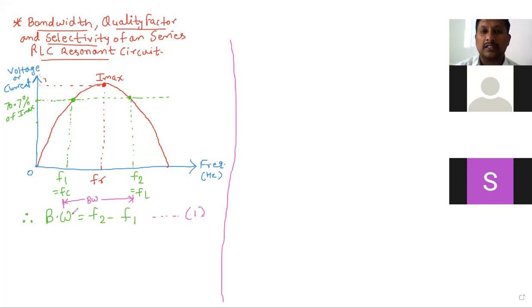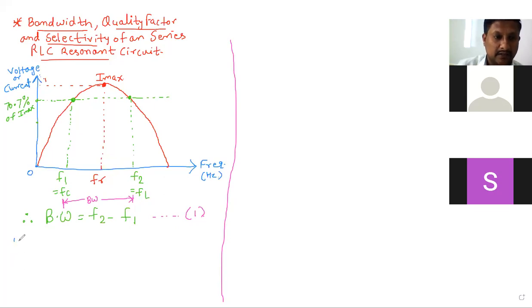So bandwidth is what? The difference between two cutoff frequencies, f2 and f1. But f2 means what and f1 means what? F1 is the lower cutoff frequency at which the value of current in the series resonance circuit is 70.7% of its maximum value at resonance. And f2 is what? The f2 is the frequency at which the current in the series resonance circuit is 70.7% of its value at resonance. Okay, so this is the definition of bandwidth.